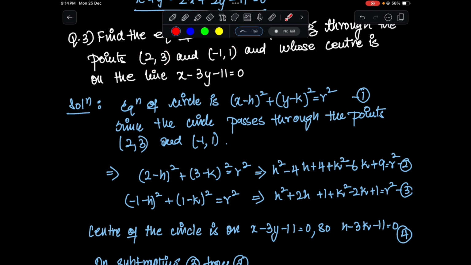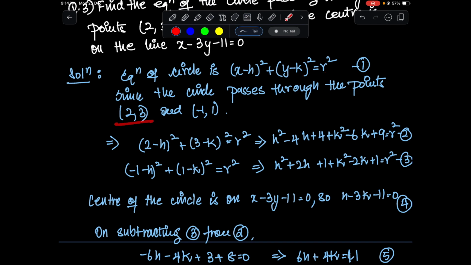So when we start with the circle equation, we let this be the circle equation, and now we are supposed to find the unknowns, that is h, k and r. Now since this passes through these 2 points, we are supposed to substitute x and y with (2, 3) and (minus 1, 1).